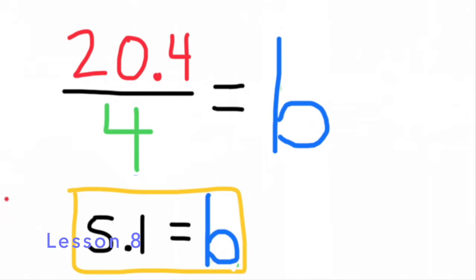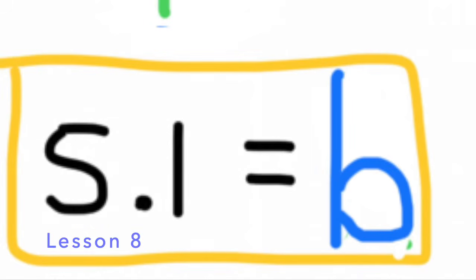We can figure that out by dividing 20 4/10 by 4. 20 4/10 divided by 4 is 5 1/10. The base is 5 1/10 of a unit.